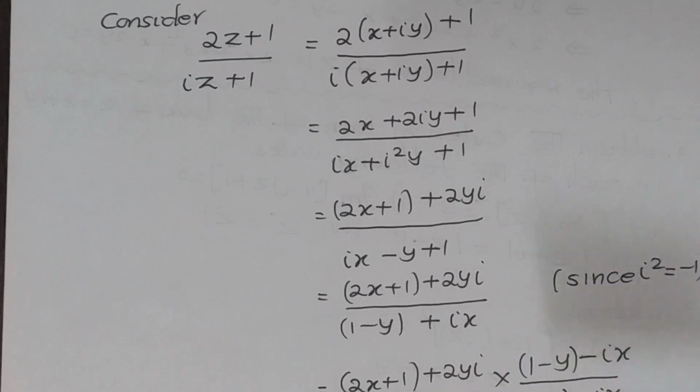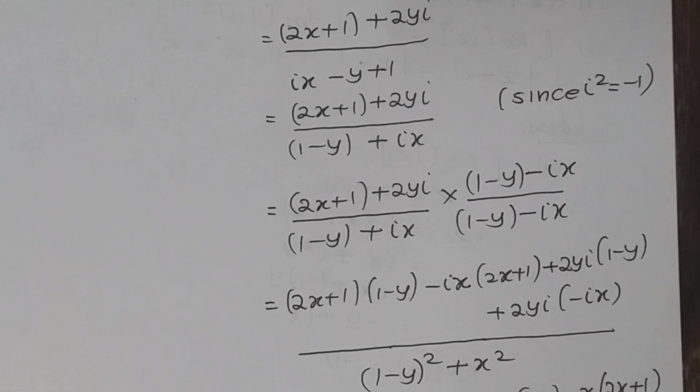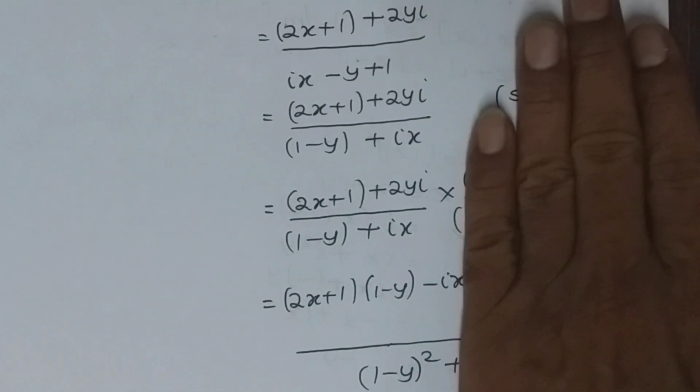So now numerator 2x plus 1 plus 2iy, it looks like a complex number, right? What about the denominator now? 1 minus y is the real part, plus ix is the imaginary part. Okay, so up to this what we did, the first part, just replace z as x plus iy and arrange both numerator and denominator in the form of a complex number: real part plus imaginary part in the numerator, and in the denominator also real part plus imaginary part. Then this is the step we arrived at: 2x plus 1 plus 2iy by 1 minus y plus ix. This is like the division of two complex numbers, right?